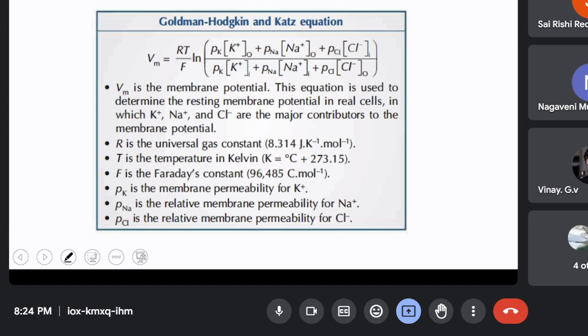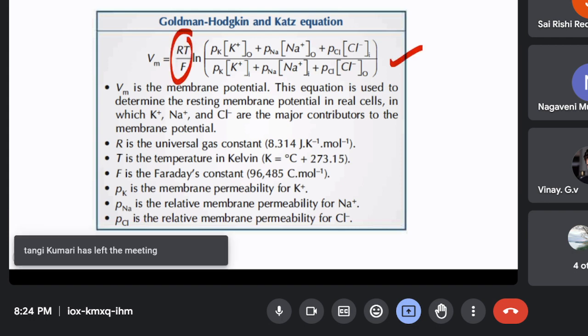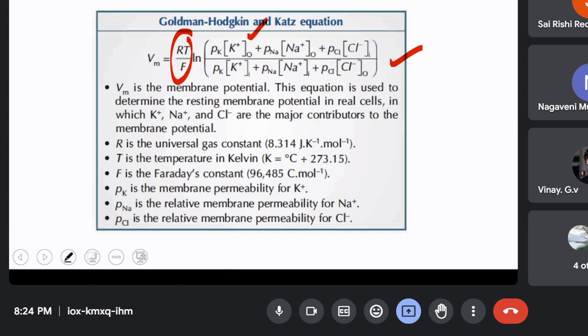And the equation is like this, where these are constants and it is related to the concentration of potassium ions outside by inside, O referring to outside and I to inside. Likewise, the concentration of sodium ions outside by inside, and the relative concentration of chloride ions inside and outside.